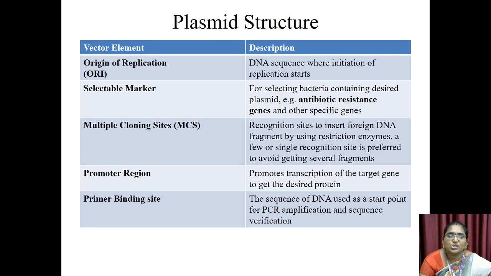In plasmid structure, a vector element ORI, that is origin of replication, is a DNA sequence where initiation of replication starts. Selectable marker for selecting bacteria containing desired plasmid, for example antibiotic resistant genes and other specific genes. Multiple cloning sites, that is MCS. Recognition sites to insert foreign DNA fragment by using restriction enzymes.